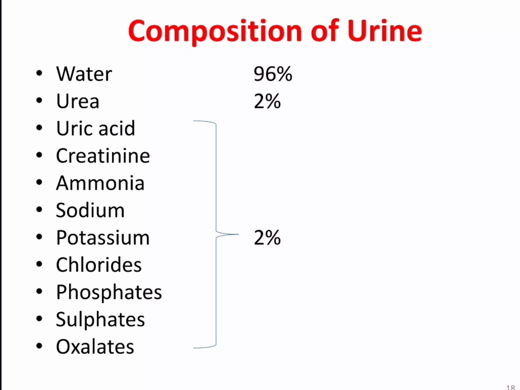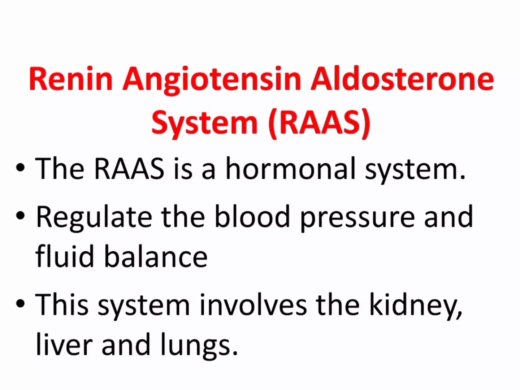All these are 2% and the others are 2% present. So this is the composition of urine. The next topic is the renin angiotensin aldosterone system, also called RAAS in short form. RAAS is a hormonal system that regulates the blood pressure and fluid balance in the body.